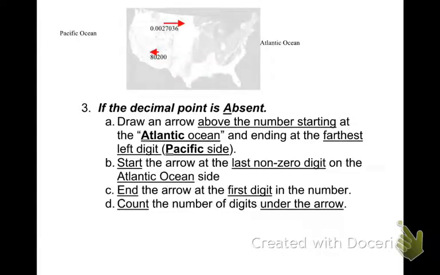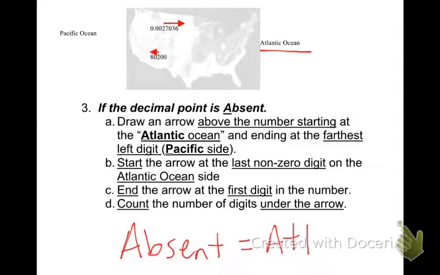Next, we've got our second alliteration here. If our decimal is absent, we come from the Atlantic side. So absent, Atlantic. So present Pacific, P and P, absent Atlantic. Same idea, except now we're looking at the number from the Atlantic side.